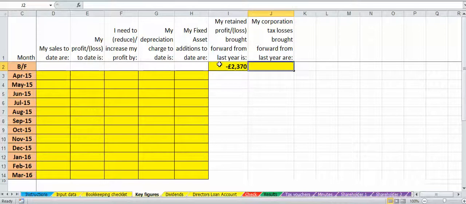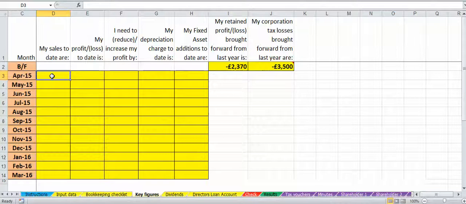And again, that's important because it goes towards calculating your estimated corporation tax for the year. And remembering this is only an estimate of your corporation tax, but at least it will give you an idea as to how much you have to pay. So let's assume that we've got corporation tax losses brought forward of 3,500. We then start filling in the sales to date and profit to date for each month.